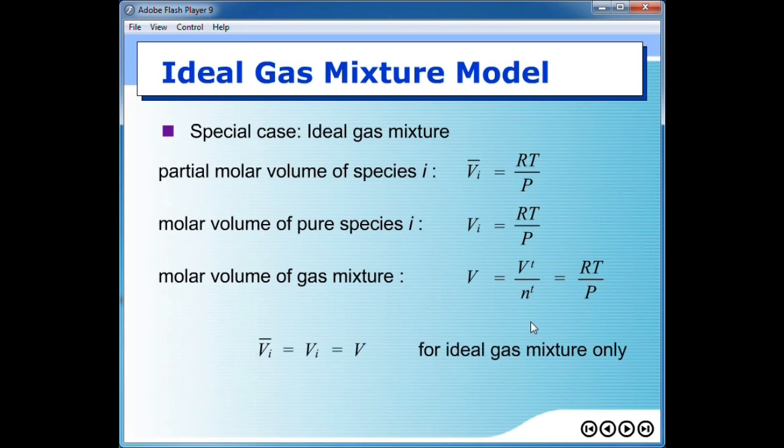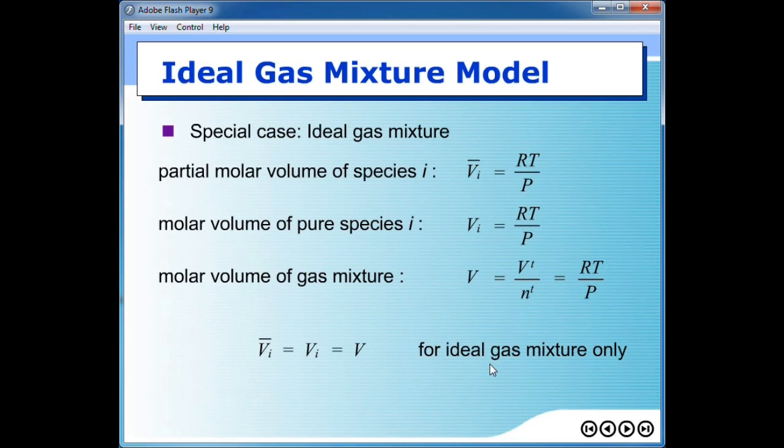All right. So all three of these give you the special circumstance that for this ideal gas mixture, the partial molar volume of species i, this one for species i when it is inside the mixture, is equal to the molar volume of the gas in its pure state. The second one represents the molar volume when it is pure, and this one equals the molar volume of the whole mixture. They are all the same because the mixture is an ideal gas.